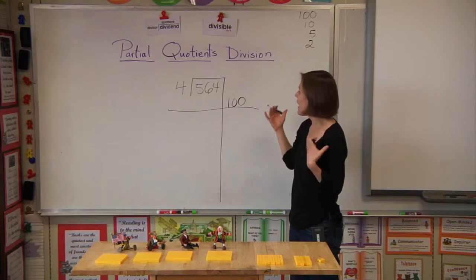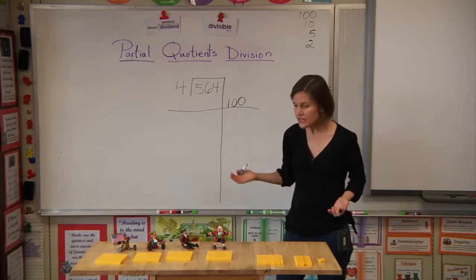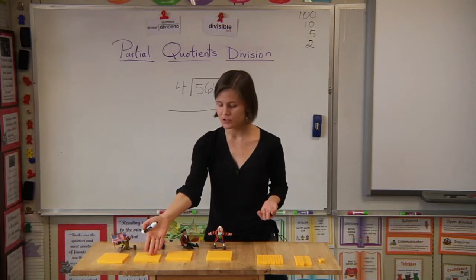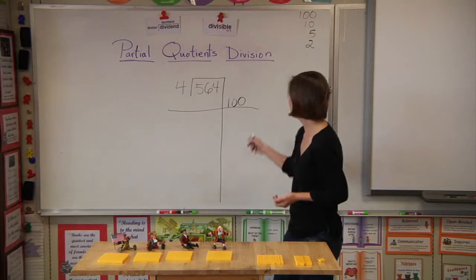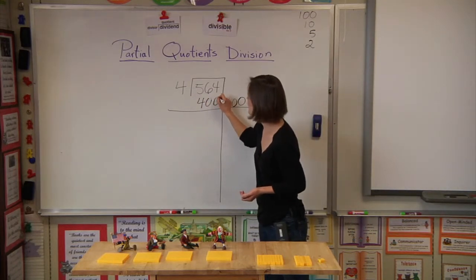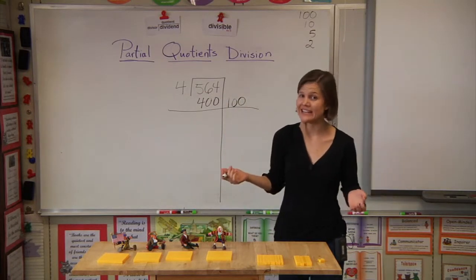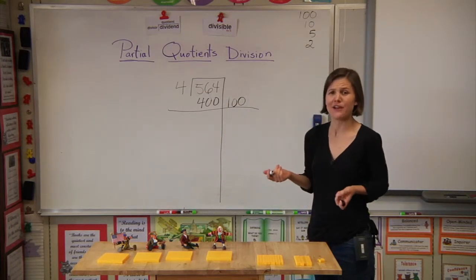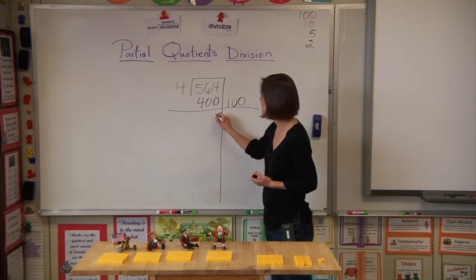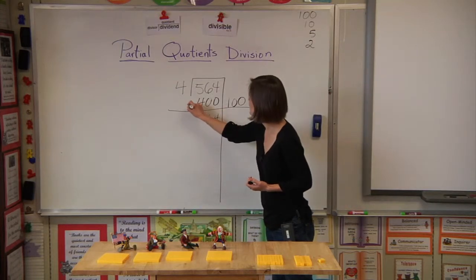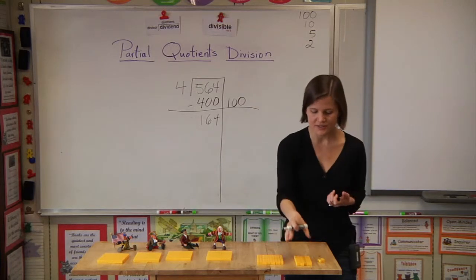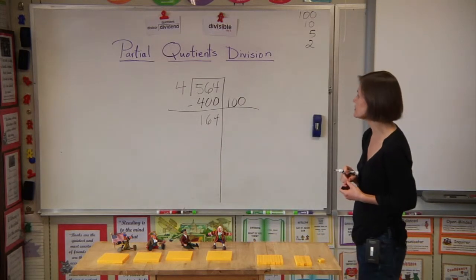We figure out how much altogether we've handed out. Each person has got 100, but altogether that equals 100, 200, 300, 400. So 100 times 4 equals 400 total pieces of chocolate we've already handed out. Now we've got to figure out how many pieces of chocolate we've got left over that we've still got to deal with. 5 minus 4 is 1. There's still 164 pieces of chocolate left over.